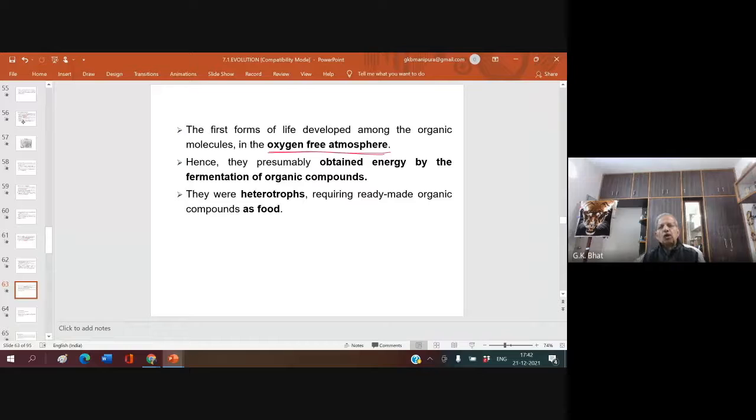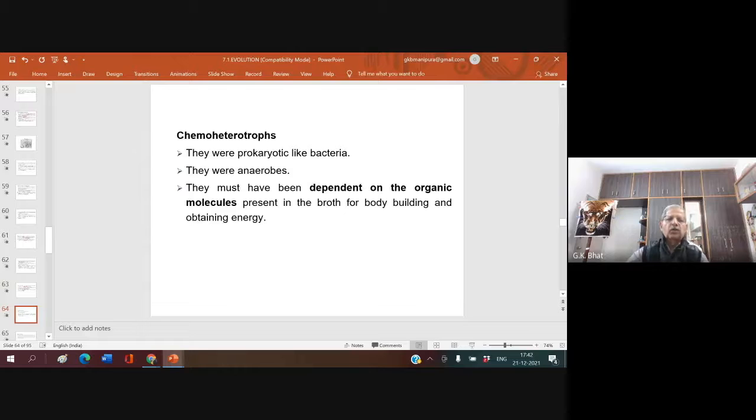Hence, they presumably obtained energy by the fermentation of organic compounds, because there was no free oxygen. They were heterotrophs requiring ready-made organic compounds as food. They were not autotrophs. The first organisms that you come across were heterotrophs. You know, heterotrophs are others-nourishing. They obtained energy by the fermentation of organic compounds. That is most important because there was no free atmospheric oxygen.